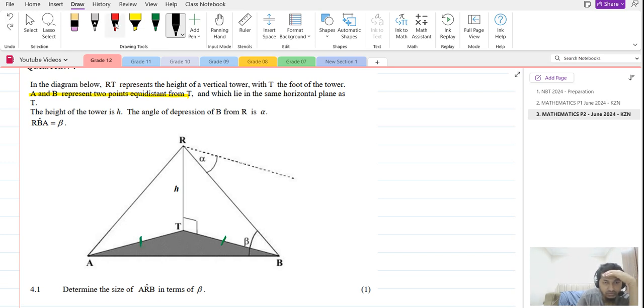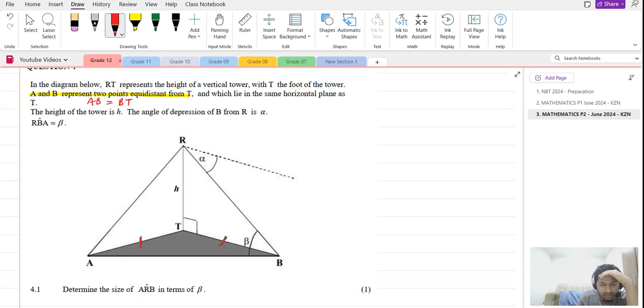So we know that AT must be equal to BT. That's what it means. Very important. Which lie in the same horizontal plane as T. So this is the horizontal plane. The height of the tower is H. The angle of depression of B from R is alpha.